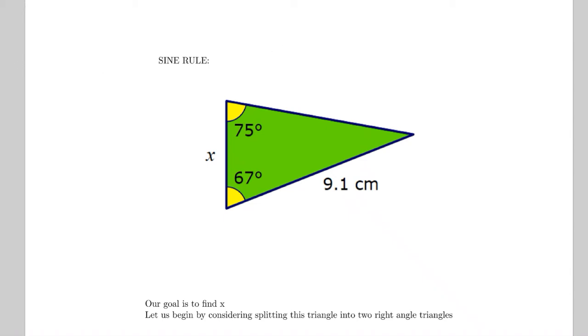Okay, so say you've got a problem. Your problem is you've got a triangle, you're told 75 degrees, 67 degrees, and you're told I want to find this length x here. X is what you're looking for from here to here. I want to know what that length is there. And the only other thing that I've got is this 9.1 centimeters. So two angles and a side, 9.1 centimeters.